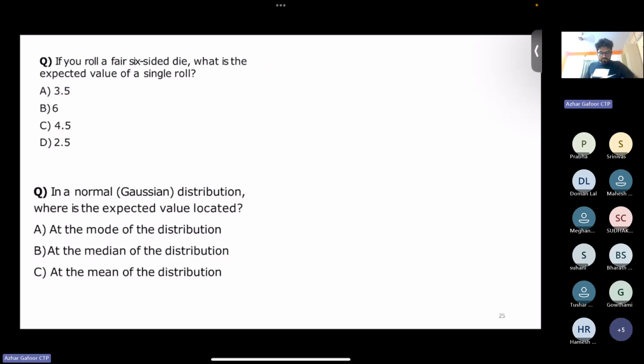If you roll a fair 6-sided die, what is the expected value of a single roll? You can use the formula: P of x, where x is the random variable value. It ranges from 1 to 6.